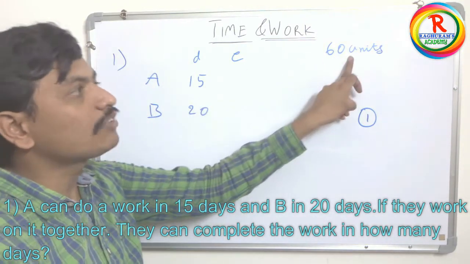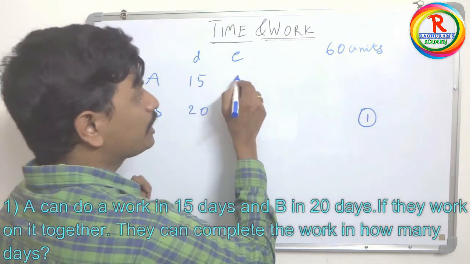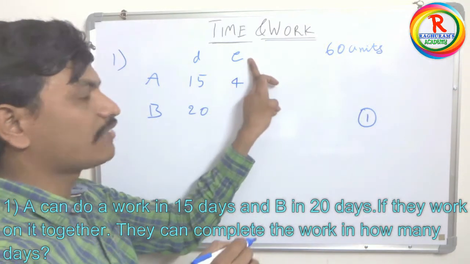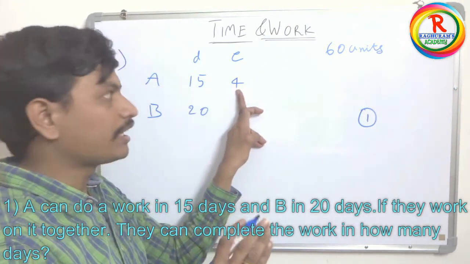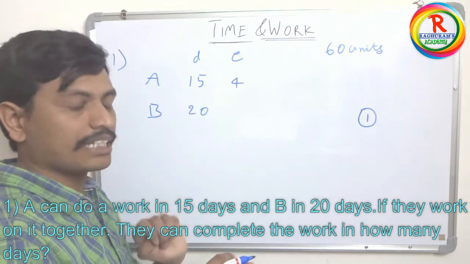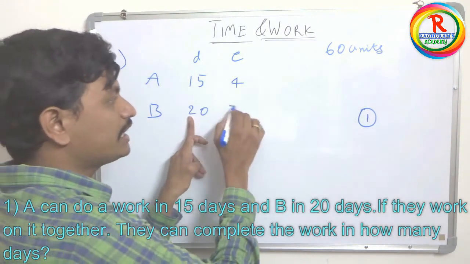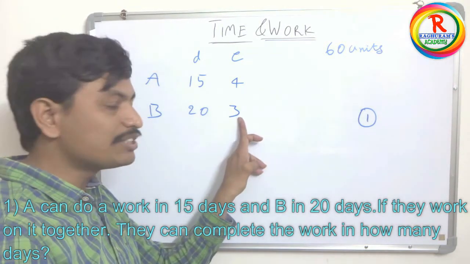A can complete a piece of work, that is 60 units of work, in 15 days. So he can complete 4 units per day, that is the efficiency. 15 4's are 60, so he completes 60 units in 15 days. And for B, 20 3's are 60, so each day he can complete 3 units of work.